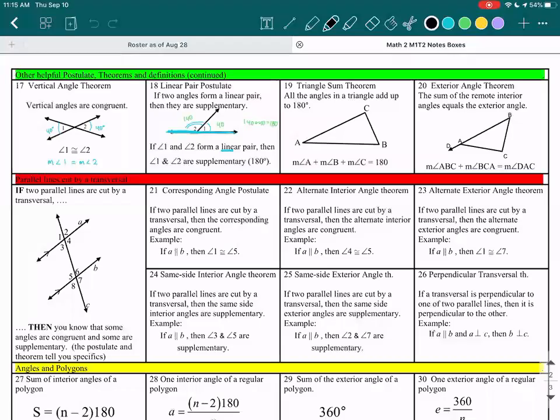All right, so today we're going to go over the red boxes, okay? So we're skipping box number 19 and 20, but we're jumping right ahead to the red boxes, which are parallel lines cut by a transversal. So take a look at this picture.